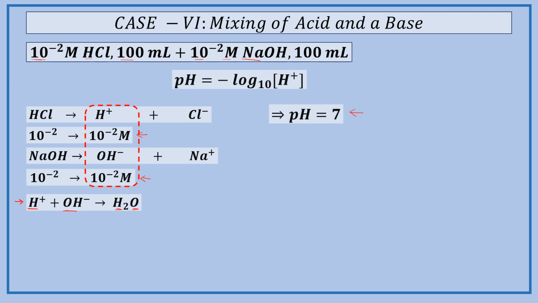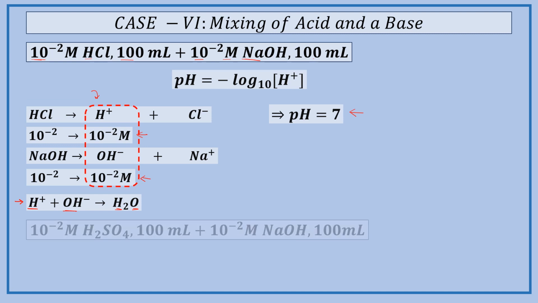So if we mix an acid and a base in such a ratio that they produce the same amount of H plus and OH minus ions, then there will be complete neutralization between these ions and the solution will become neutral. So let us now move ahead and see a case when they do not undergo complete neutralization.